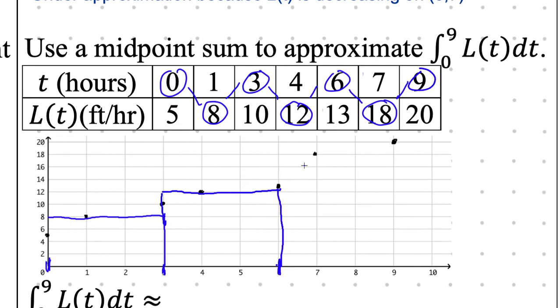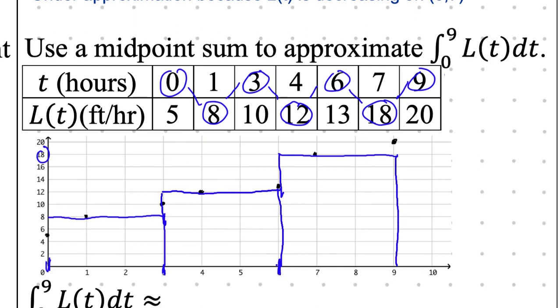And then I can probably just go without even looking at the table. Between these 2 points, I should have that middle point height. Between 6 and 9, I have a height of 18. It matches the table. We're checking our work. And there is our graph of a midpoint sum.